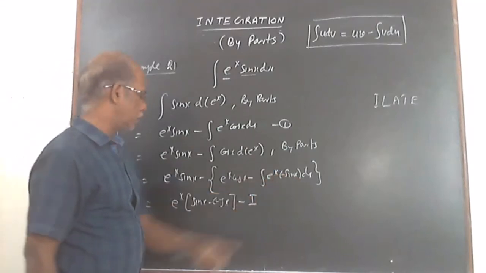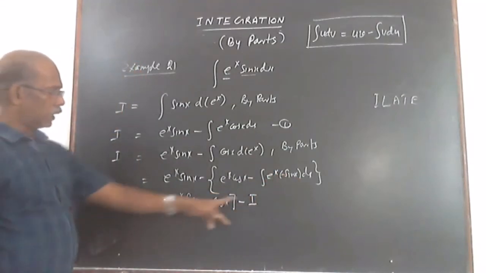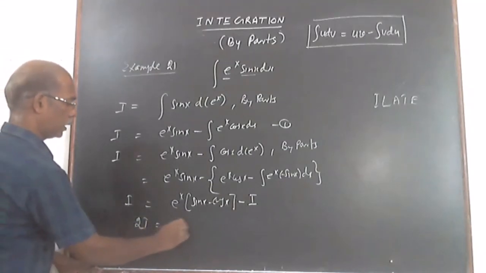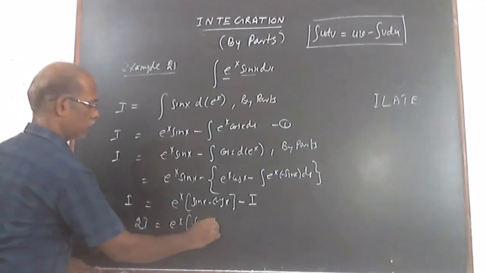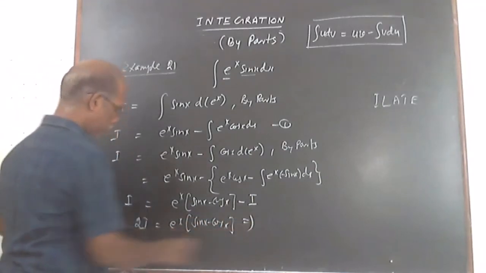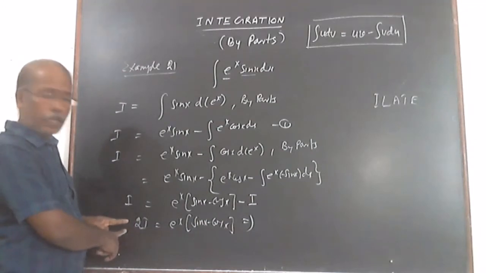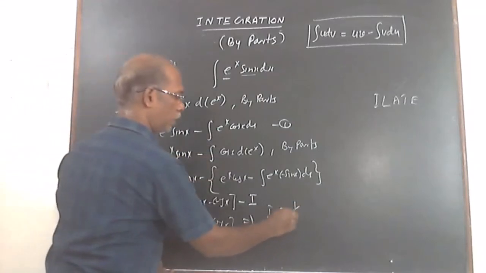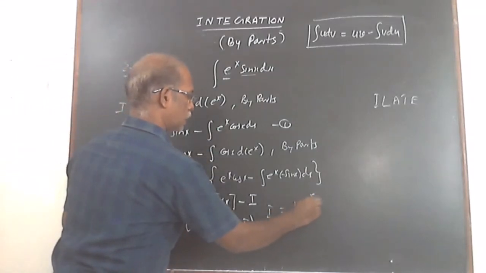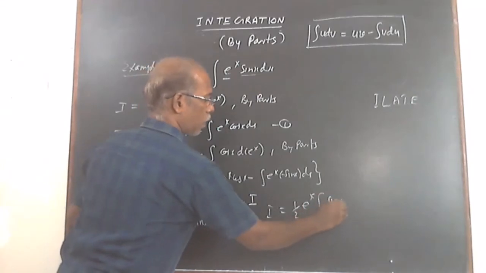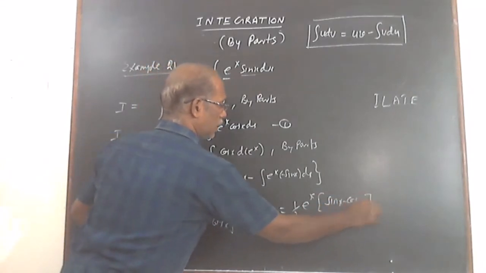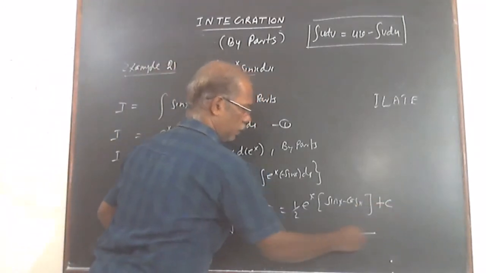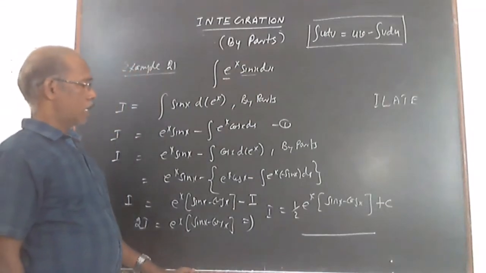And then the last term I and left side I, we can combine these two I together. So 2I equals e power x into sin x minus cos x. Dear student, we are interested in finding I. We need only I, and taking 2 to the right hand side, I equals 1 by 2 e power x into sin x minus cos x. Because of indefinite integral, at the end of the integration, we are supposed to give a parameter known as the integral constant.